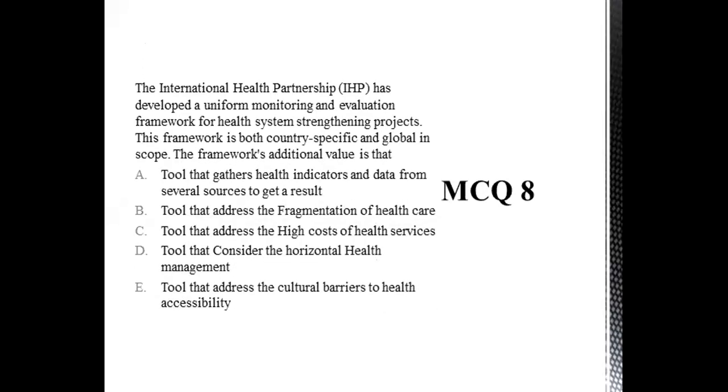MCQ 8. The International Health Partnership has developed a uniform monitoring and evaluation framework of health system. This framework is both country specific and global. The framework's added value is that it is: A, a tool that gathers health indicators and data from several sources; B, a tool that addresses fragmentation of health services; C, a tool that considers horizontal health management; D, a tool that addresses cultural barriers to health accessibility. Alpha will be the correct option. It is a tool that gathers health indicators and data from several sources to get a result. Therefore, the IHP framework gathers the health indicators and data.